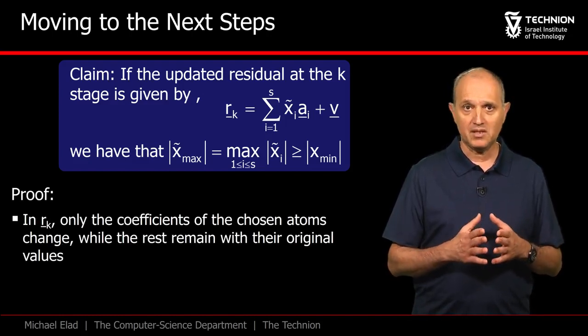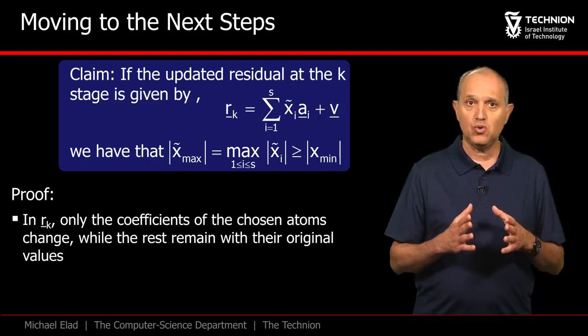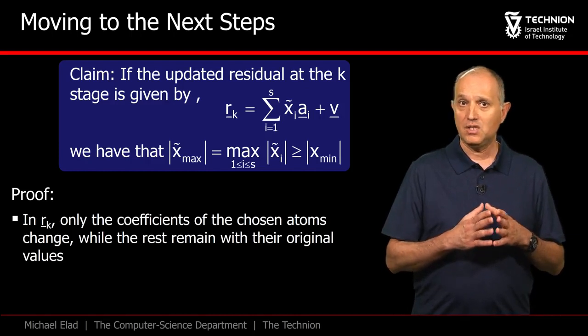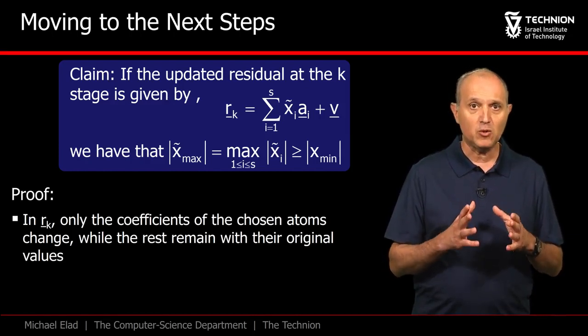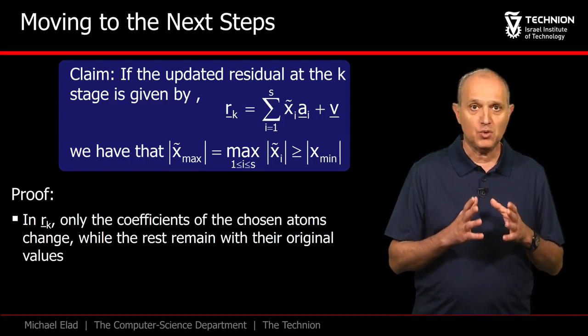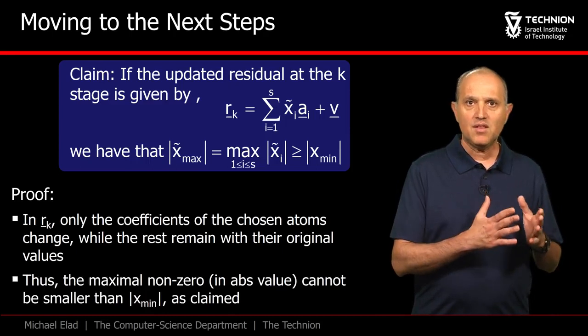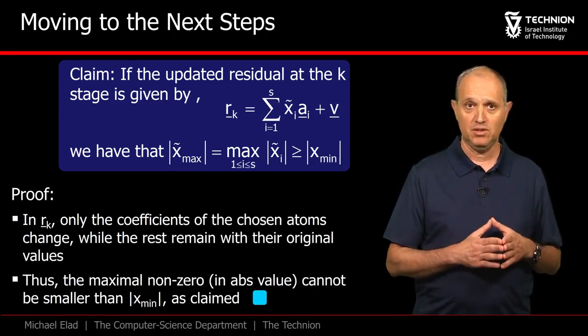As OMP progresses and chooses atoms only from the true support, the residual vector r_k does look like the expression shown above. Here is an interesting observation. In this summation, the coefficients of the atoms that have not been chosen yet remain as they were originally. Thus, the maximal entry cannot be smaller than the original x min, just as claimed.